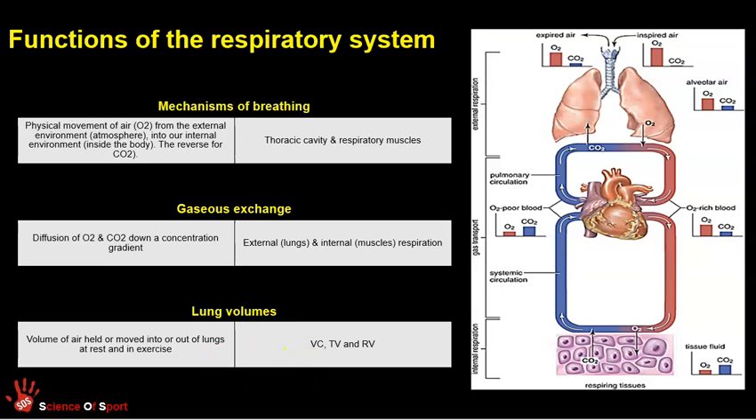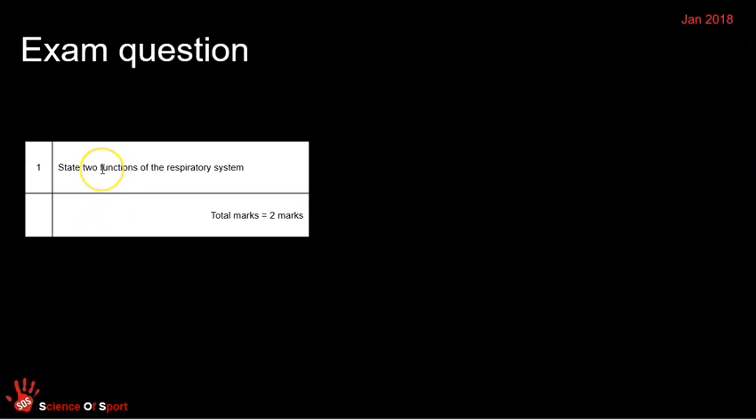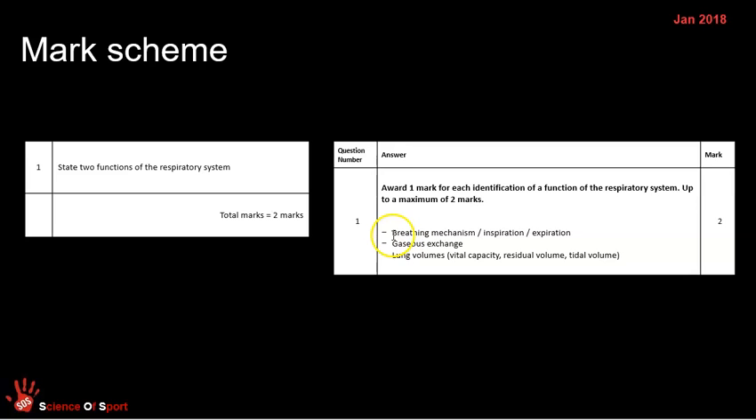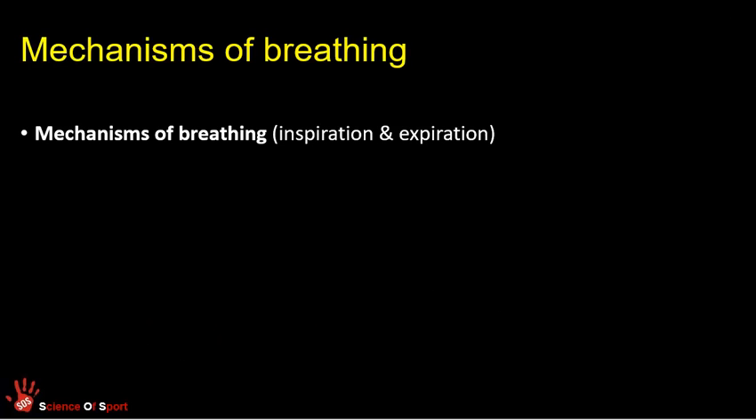That's topic 3. Now, you could get a question as nice and kind and simple as state 2 functions of the respiratory system. And to get your 2 marks, you'd have to state the name of 2 of those 3 functions. It doesn't ask for any description or explanation, it just wants those names. So that's easy knowledge. So this video is focused on function number 1, mechanisms of breathing. This is the physicality of being able to move air into the body and out of the body.